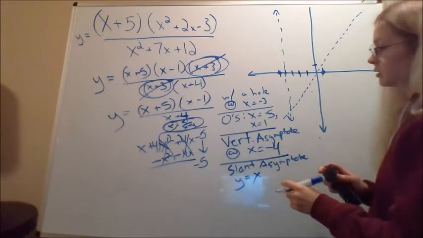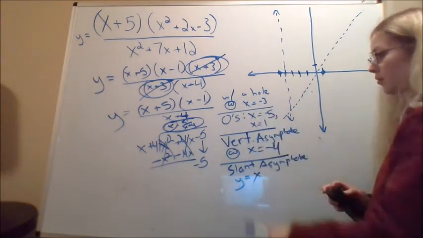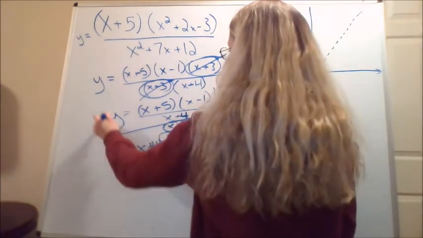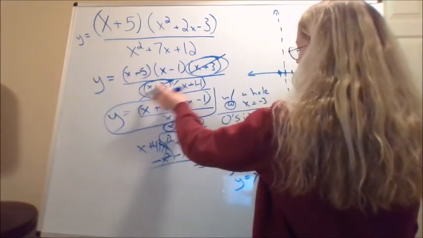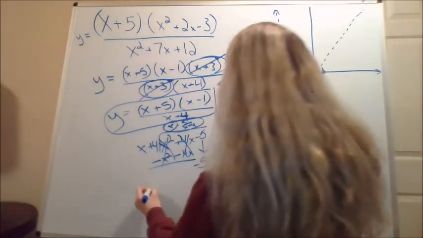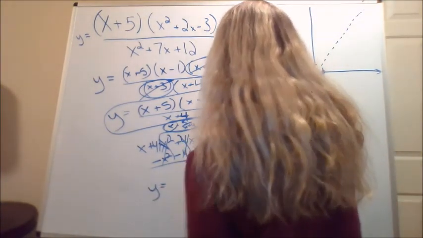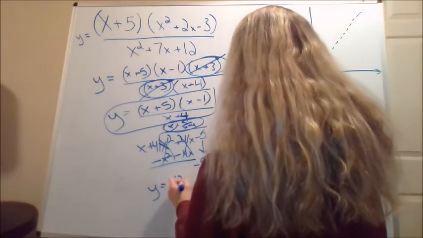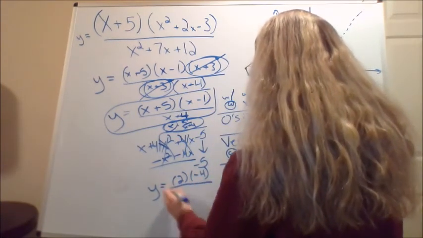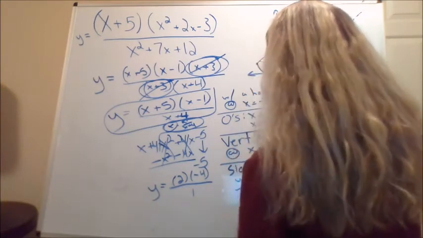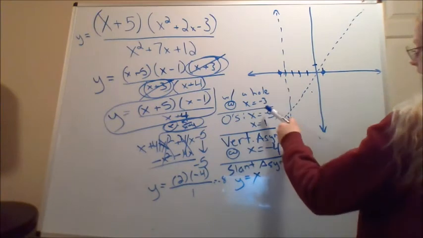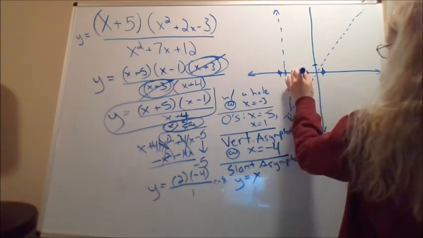Next, we have a hole. And for the hole, we want to plug in x equals -3 into the function that we have after we take out the factor of x plus 3 from both the numerator and the denominator. So plugging in x equals -3, we get y equals 2 times -4 all over 1. So we get -8. So we have a hole at -3, -8.